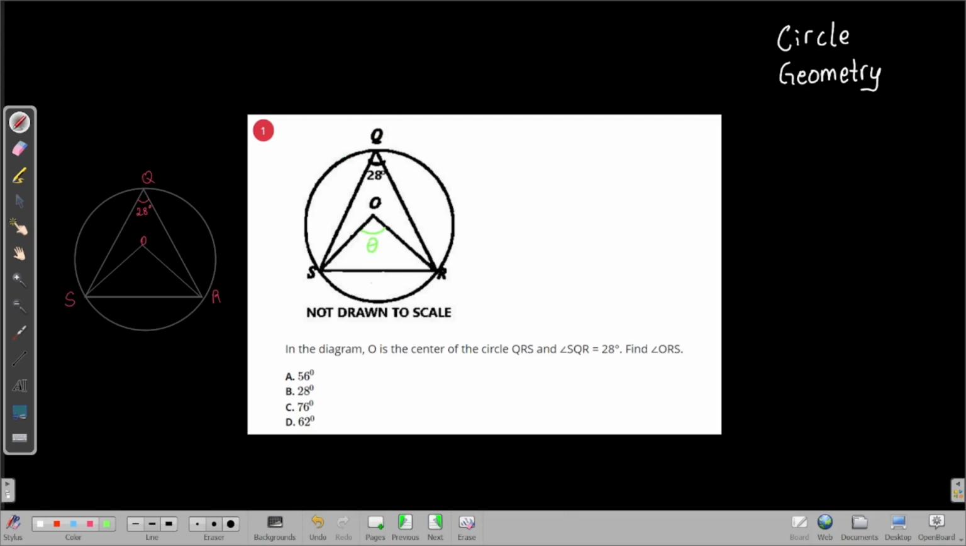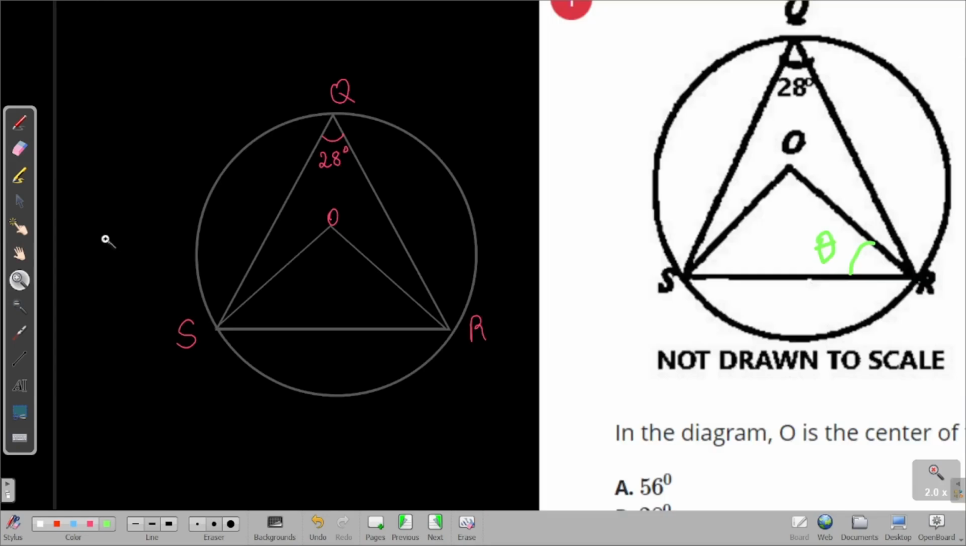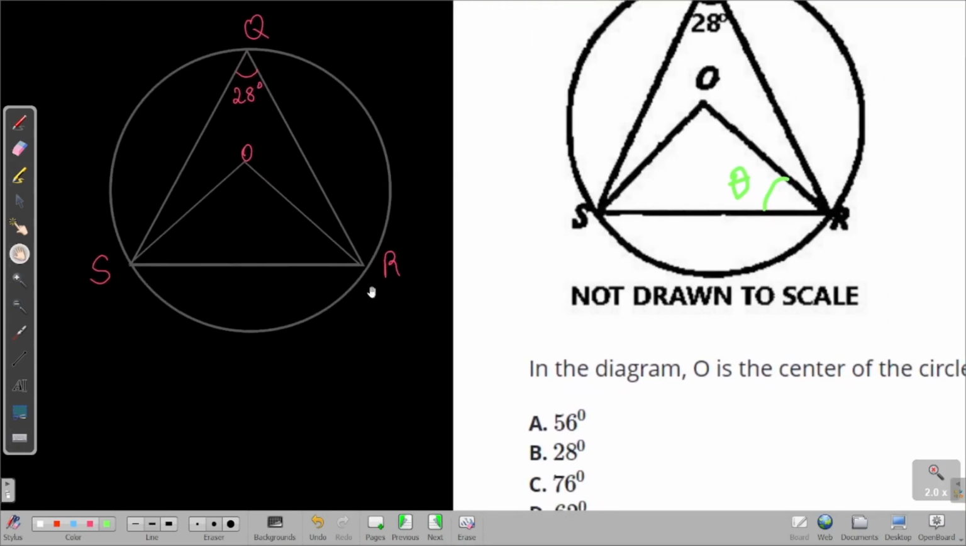ORS. Oh, I'm sorry, that's not the angle. ORS is this angle here. Because the angle is going to be placed on the center letter. So this is O, then this is R, and then this is S. So R is the center letter, and that's where we have the angle. I've drawn a clearer version of the diagram here.